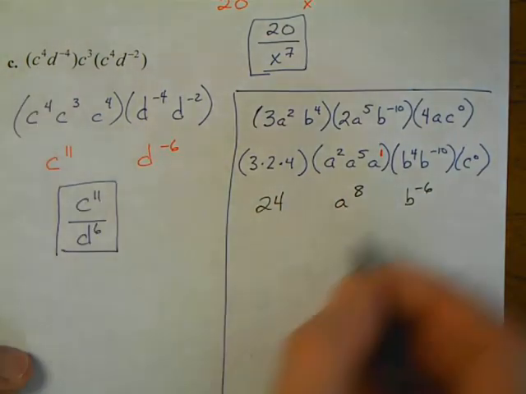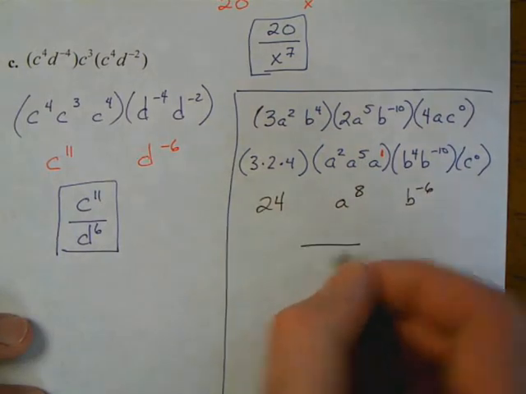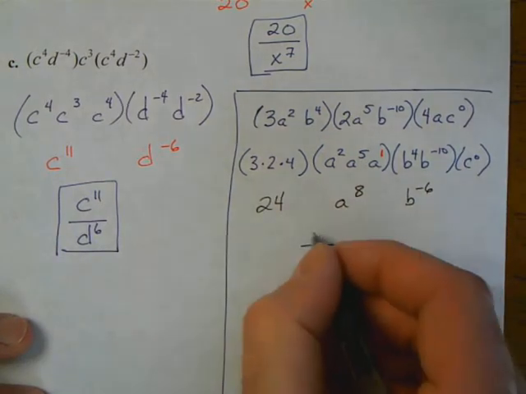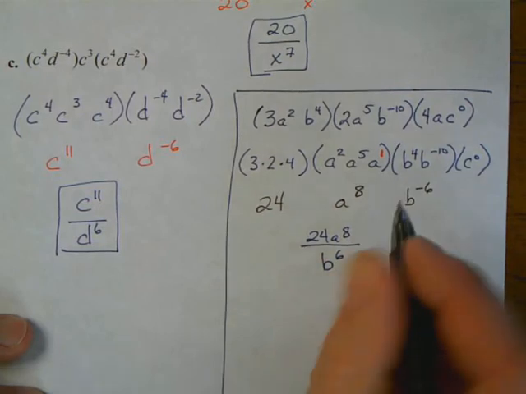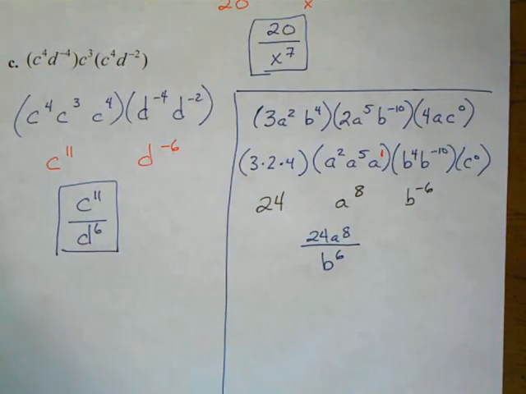4 minus 10 for our b's is negative 6. Do you remember that anything to the 0 is 1? So really the c to the 0 is 1, and we don't need to write it back there. So is this our answer, 24 a to the 8th, b to the negative 6th? Well, the fact that I have a negative exponent should tell you I don't. That b to the 6th goes to the bottom, leaving the 24 a to the 8th on the top. Hopefully this has been a good explanation of negative exponents for you.